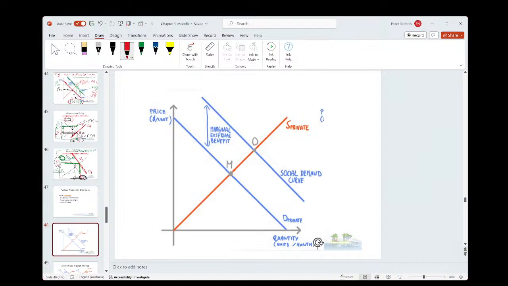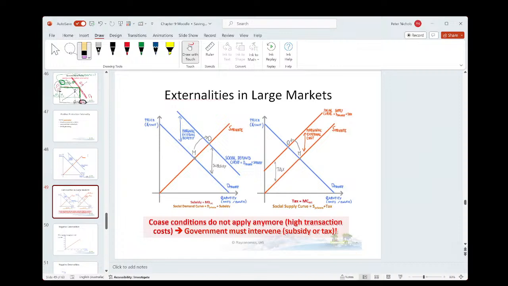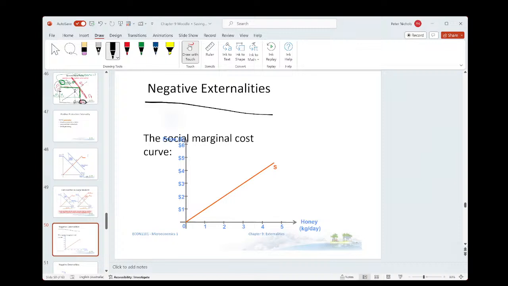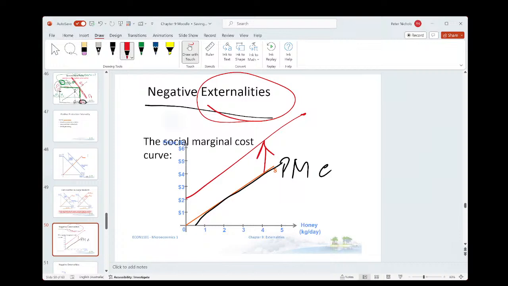Okay, now let's go to negative externalities. So we're looking here at this situation where, that's not the right diagram. We've got to go down again. So when we're looking at negative externalities, we start with a marginal cost curve. This curve represents the private marginal cost. But if there's a negative externality, then there will be an additional cost, right? This arrow here is the cost to society.